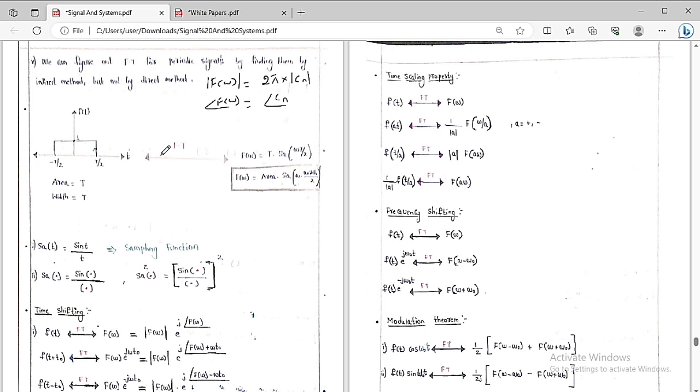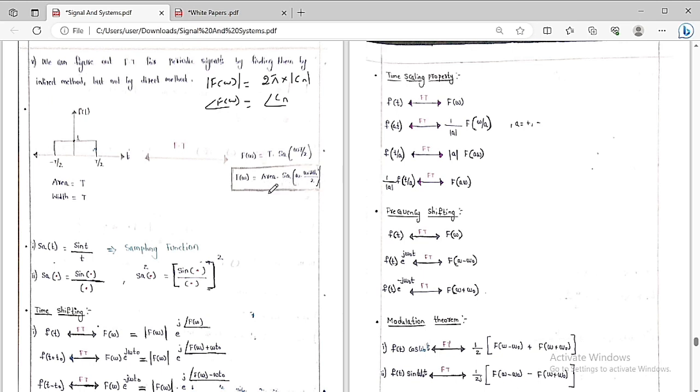So if you want to apply the Fourier transform, what is the formula? The Fourier transform F of omega is well-defined, basically because the signal is absolutely integrable, or we can say it is an energy signal. So F of omega is equal to the area into psi of omega into width by 2.